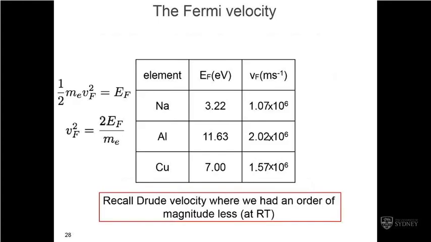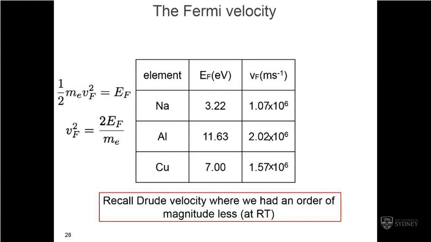So, let's have a look at some typical values of the Fermi velocity. Again, sodium, aluminium, and copper. We already had the Fermi energy. Corresponding Fermi velocities: 1 times 10 to the 6 meters per second for sodium, aluminium a bit larger, and copper a bit smaller. But you can see they are all of the order 10 to the 6.